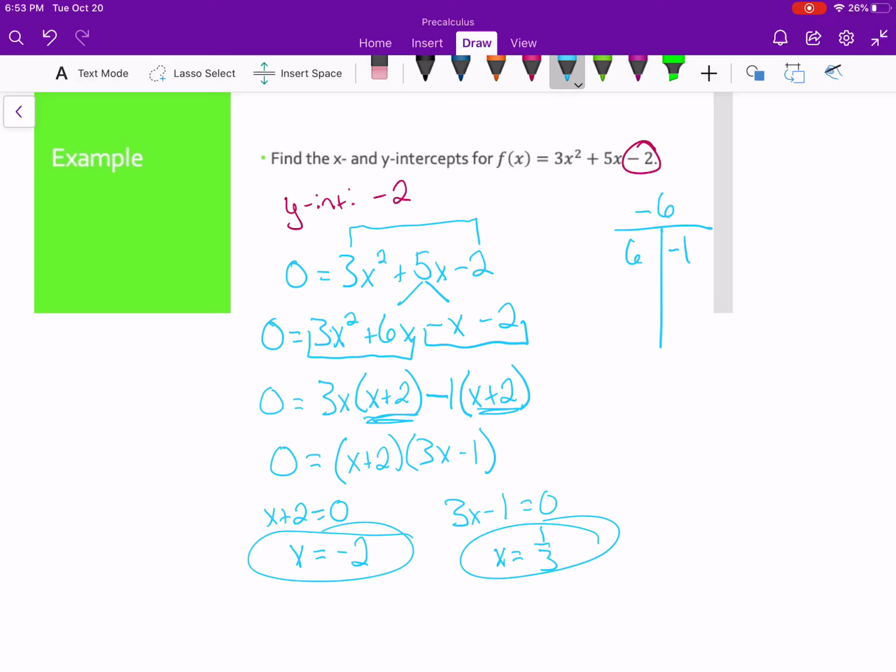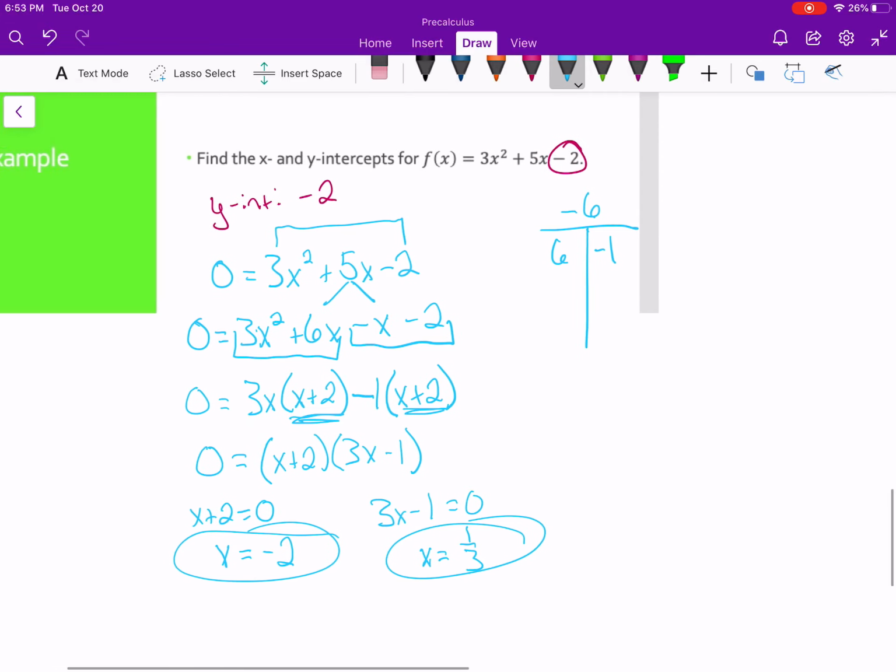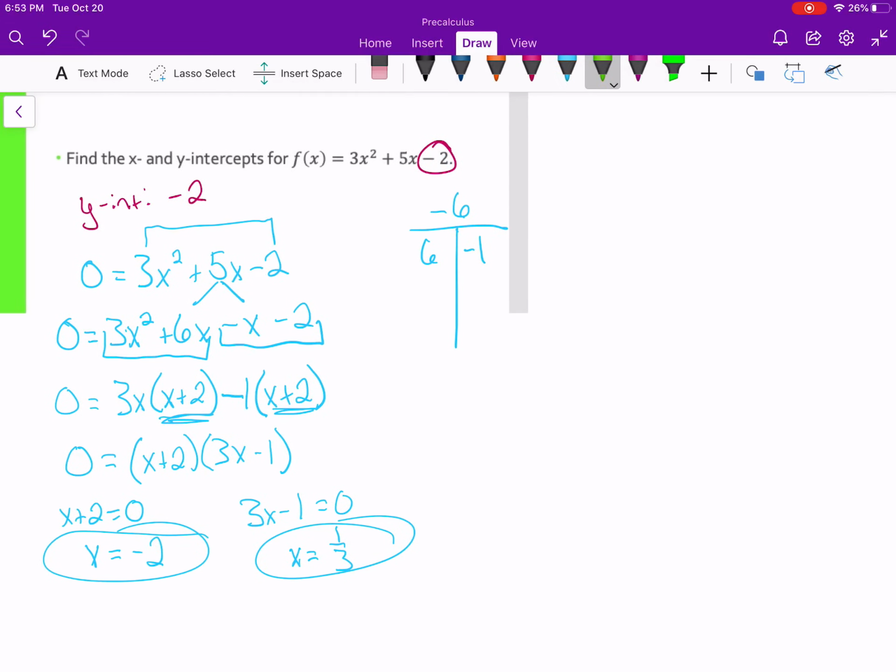If you do not feel as comfortable with factoring, let's look at what that would look like with the quadratic formula. We know what our answer should be, so let's see if we can get the same thing. x equals negative b plus or minus the square root of b squared minus 4ac, all over 2a. So just filling in the numbers. Negative 5 plus or minus the square root of 25. Negative 4 times 3 is negative 12, times negative 2 is positive 24.